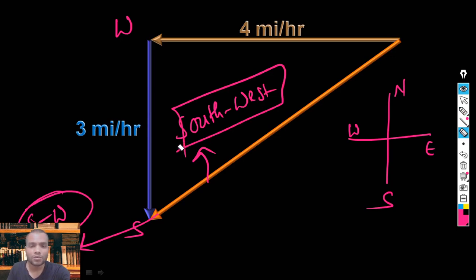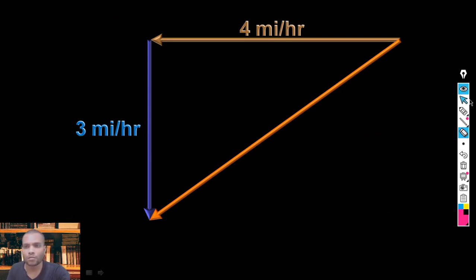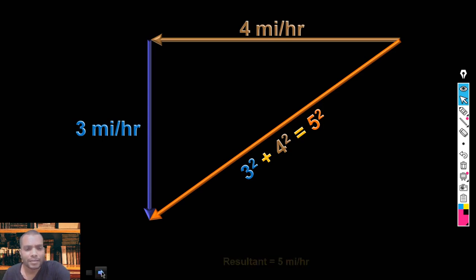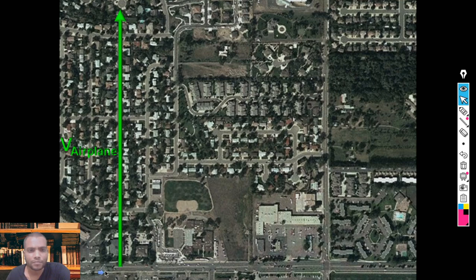We should be more careful about these things, especially when rowing in water or in the motion of an aeroplane. The magnitude and direction can be found out. The magnitude can be found by using the triangle law and the Pythagoras theorem, and the direction is the resultant vector direction. The resultant vector here is 5 miles per hour.